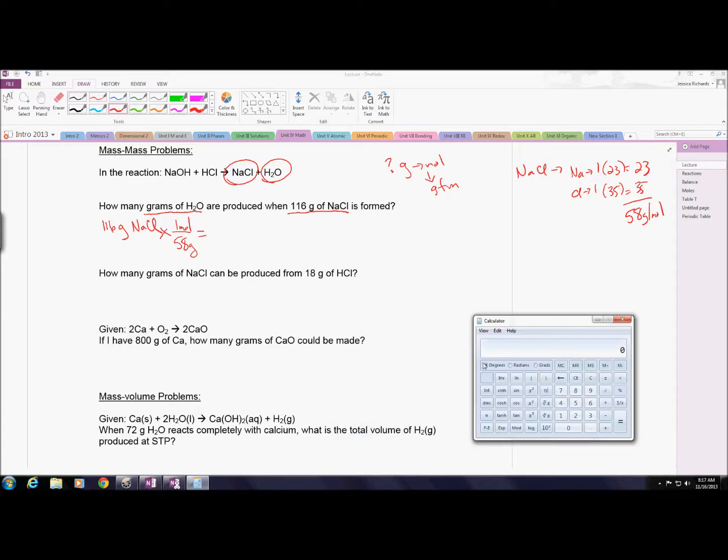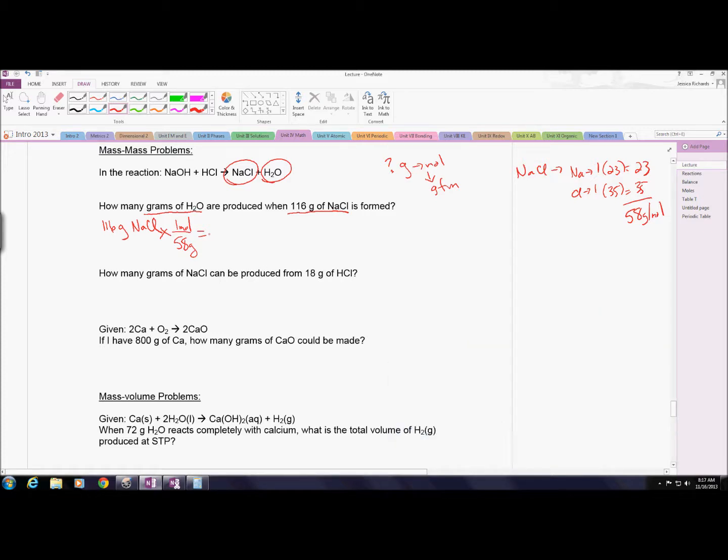116 divided by 58 should be 2. And so then I say, okay, I have 2 moles because grams are going to cancel. I have 2 moles of NaCl. Great, now that I have moles, I can use my equation and say, well, for every 1 mole of NaCl, I have 1 mole of water.